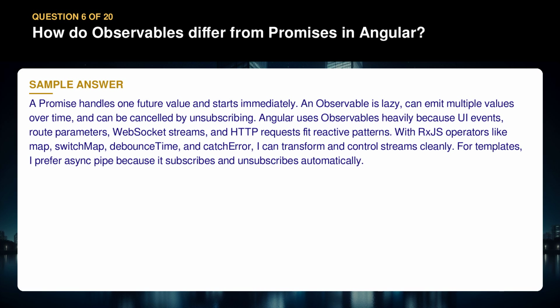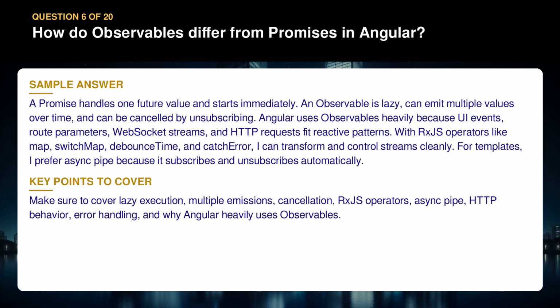A promise handles one future value and starts immediately. An observable is lazy, can emit multiple values over time, and can be canceled by unsubscribing. Angular uses observables heavily because UI events, route parameters, WebSocket streams, and HTTP requests fit reactive patterns. With RxJS operators like map, switchMap, debounceTime, and catchError, I can transform and control streams cleanly. For templates, I prefer the async pipe because it subscribes and unsubscribes automatically.